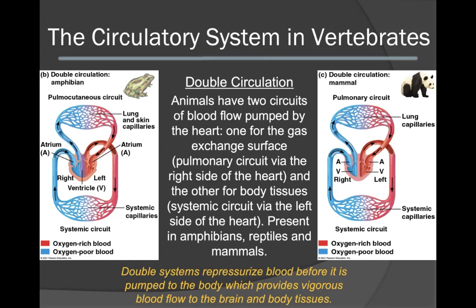In general, double systems will have to repressurize the blood before it is pumped to the body. This will provide for vigorous blood flow and a high blood pressure so that the blood can easily flow to both the brain as well as body tissues.